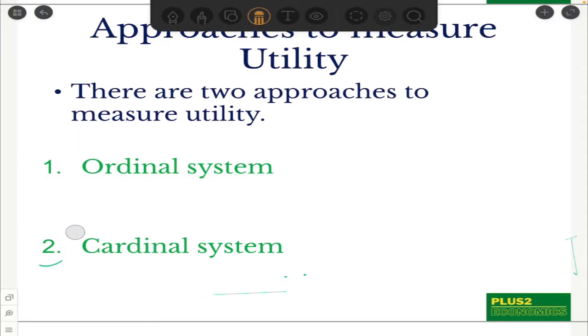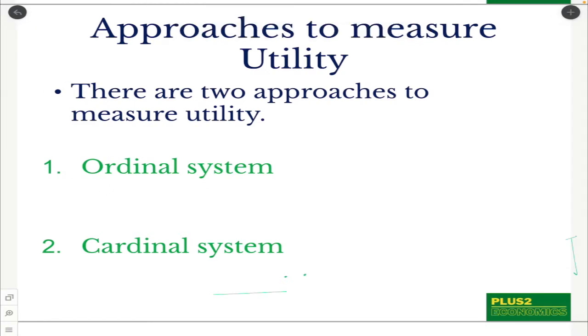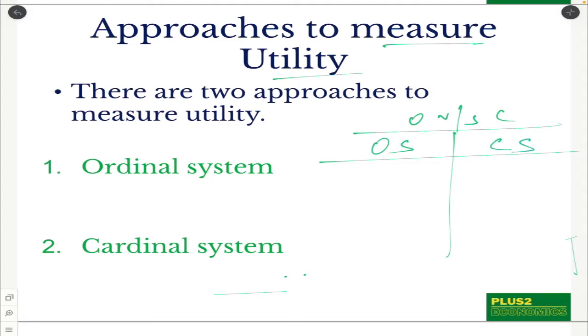So the questions that you can expect here are: name the approaches or name the systems to measure utility. That can be a question. Distinguish between ordinal system and the cardinal system. That is another question that is asked for you. So when this question is asked, definitely you have to make columns like this. So you have the ordinal system, you have the cardinal system here. So we'll write in the ordinal system, we use the ranking method and it is 1, 2, 3. And this is how we rank the commodities. And in cardinal system, we use the cardinal numbers as 0, 1, 2, 3, 4, etc. And we measure the utility.